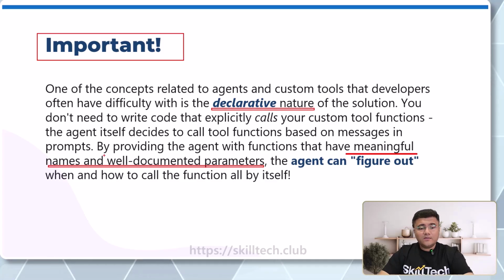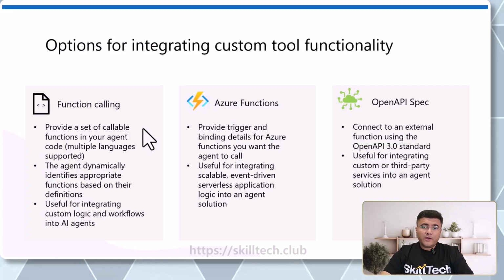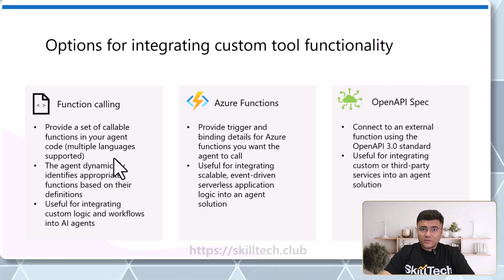Now, keeping this in mind, let's focus on the main point, which is: what are the options available if I want to integrate custom tool functionalities? Well, there are three options. First, you can use function calling. This is what we are going to see right now in this video. We provide a set of callable functions to your agent with code. Multiple languages are supported, but we are going to use Python, and using Python we're going to develop this code step by step.